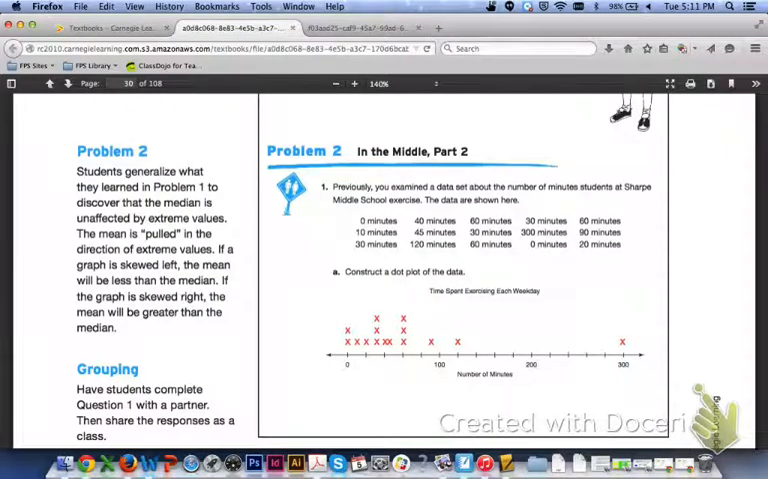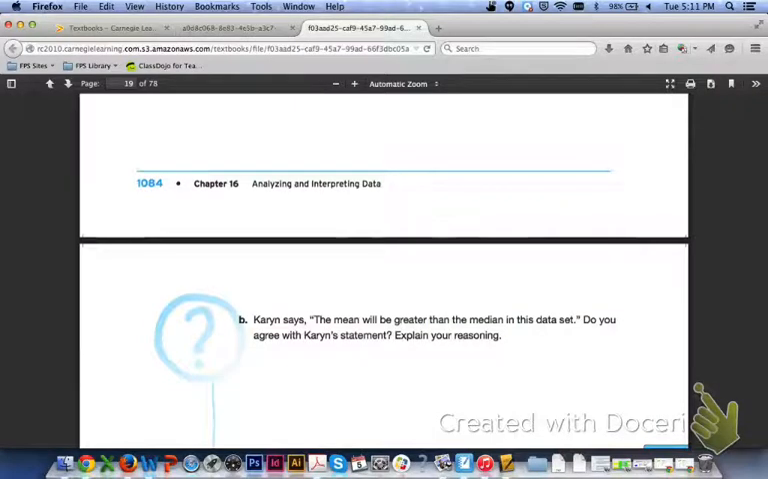Alright, this is what your dot plot or your line plot should look like. You can see that there's a lot of values on the left and just one value on the right. So if we look at letter B, it says Karen says the mean will be greater than the median in this data set. Do you agree with Karen's statement? Explain your reasoning. Here's your chance to justify your reasoning. Make sure that you are complete with your response and use good vocab. Again, unpause the video when you're finished.